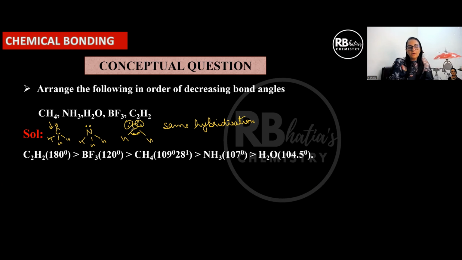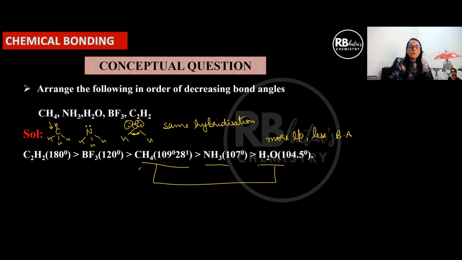This point will be a part of VBT and VSEPR. So right now, if you want, you can just leave it. But if you understand it, fine. Ammonia, this is going to be the bond angle part. Why? This has more lone pairs, therefore lesser bond angle.